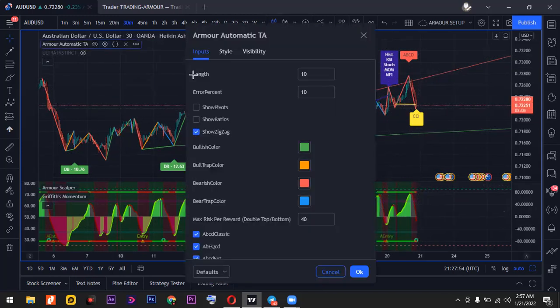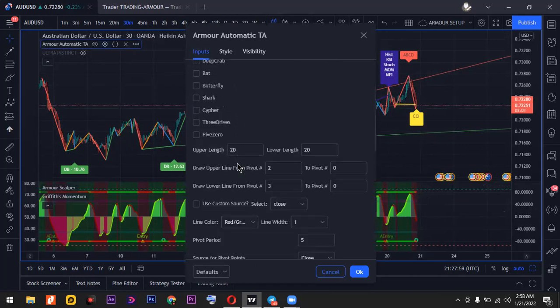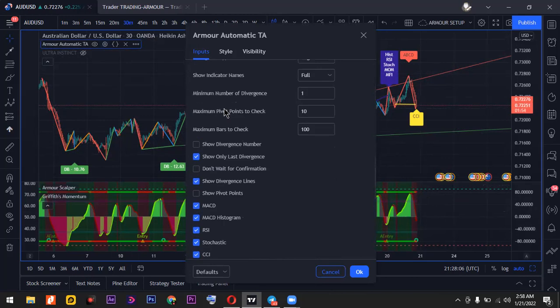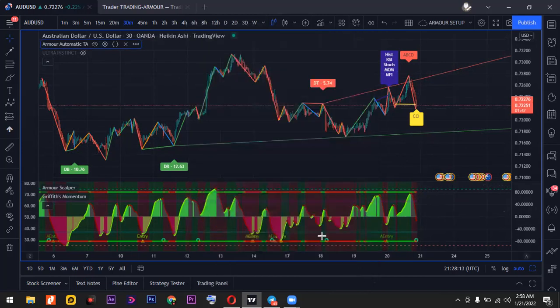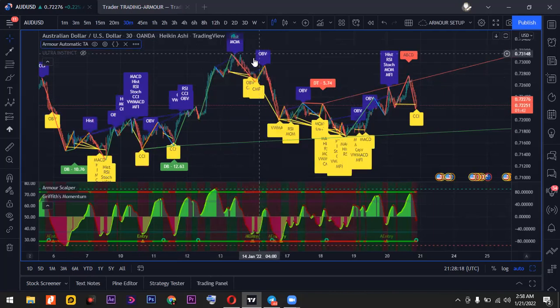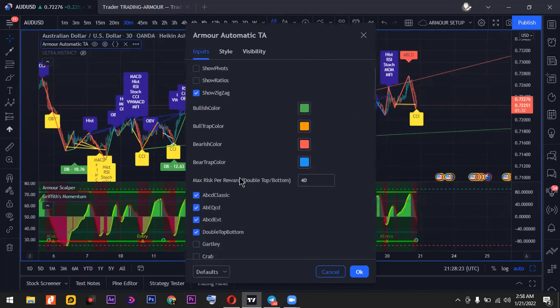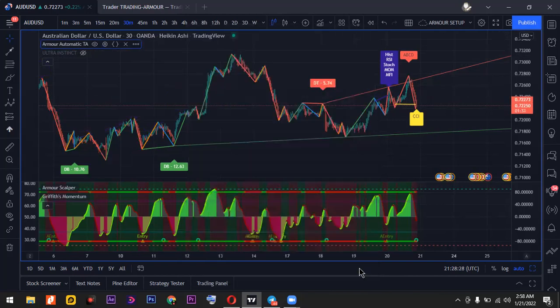You can enable these labels, and from here, select only, show only last divergence. Go to inputs. Now select show only last divergence. If you disable this, you will see plenty of labels like this. You will be so much confused. So what you want to see is the latest one, which will help you for your next move. So click on show only last divergence.